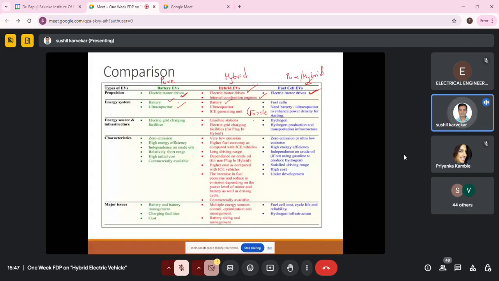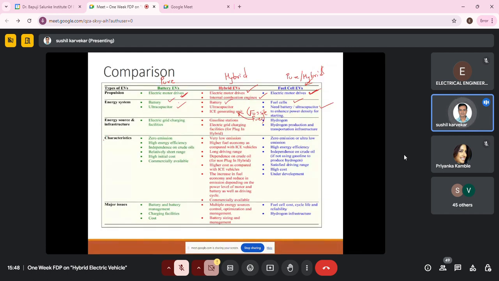The fossil fuel is used to drive the IC engine generating unit, so that is present. And in the case of fuel cell, we are going to have an energy system based on a proton exchange membrane for generating the energy. So the fuel cell, then the battery for increasing the power density and so on, they will be present.